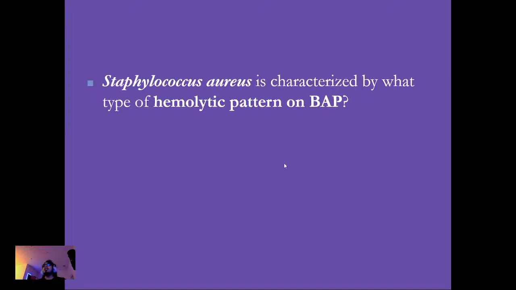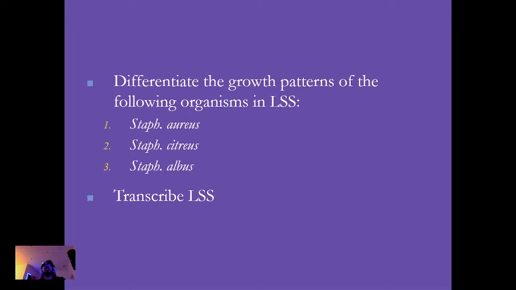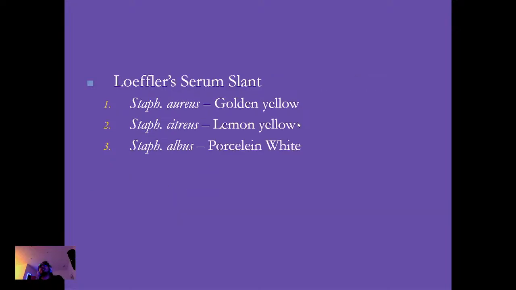And there are 3 species of organisms under the Micrococcaceae family, under the genus Staph, that must be differentiated also from Staph aureus. We have Staph citreus and Staph albus. They can be differentiated using Loeffler's serum slant. I think that's the next slide. Oh yeah, okay. So he showed that. On Loeffler's serum slant, you see Staph aureus as golden yellow, Staph citreus as lemon yellow, and Staph albus as porcelain white. Look at the difference between the names.